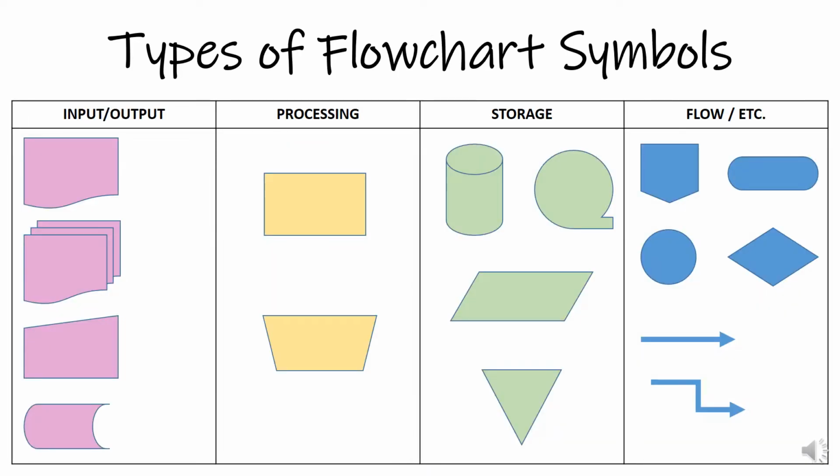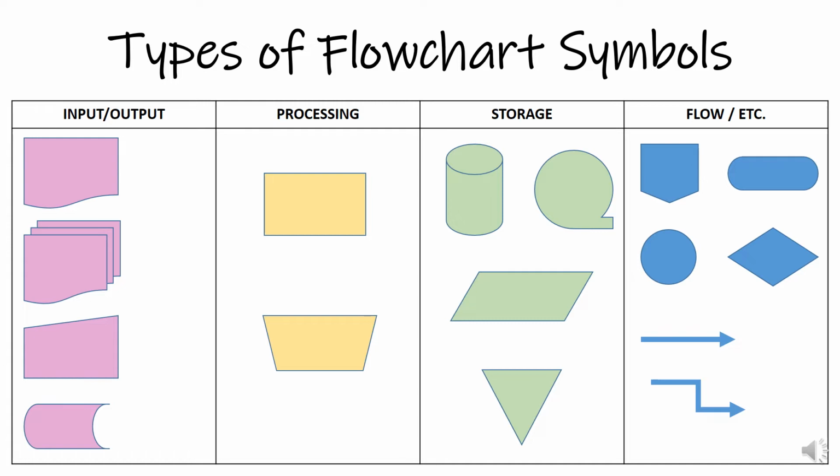There are 4 key types of flowchart symbols: those related to inputs and outputs, those related to processing, those related to storage, and those related to the flow of information. We have both manual processing symbols and electronic processing symbols pictured here. In the input-output column, we see the pink swirly documents in single and multiple, as well as system input and system output.